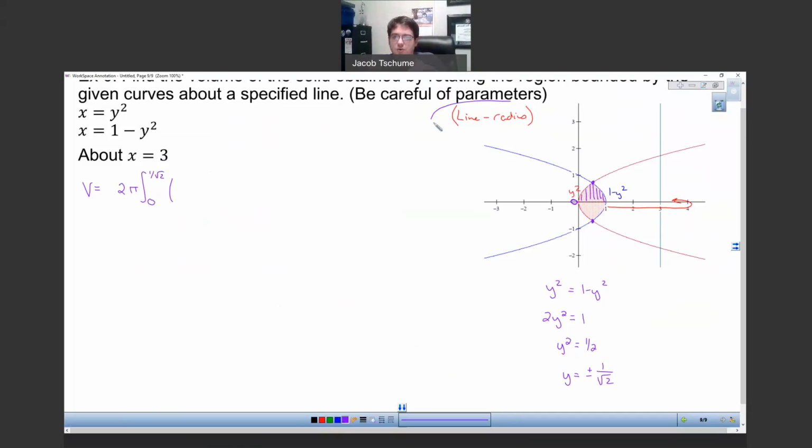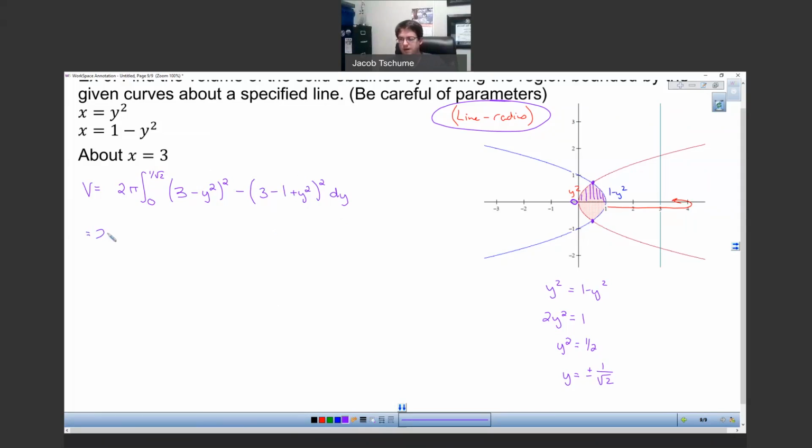Remember, don't forget your new parameters because you're having to do a different line. This would end up being 3 minus your outer radius, which is y squared, and we will square the whole thing. And then you'll subtract from that 3 minus your inner radius. If you subtract the 1 minus y squared, it becomes minus 1 plus y squared, all squared with respect to y. So that one is a little bit different. That's a little bit harder one to set up. But now that we have it set up, we can continue.